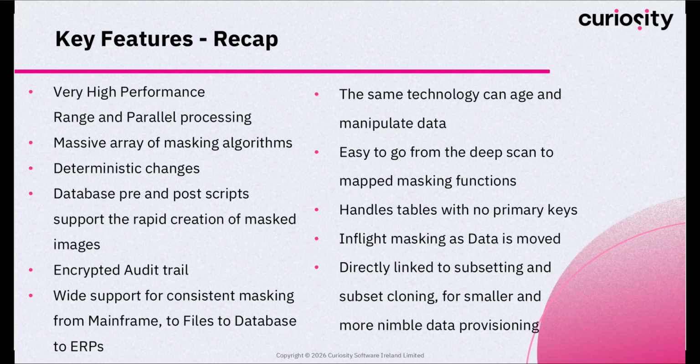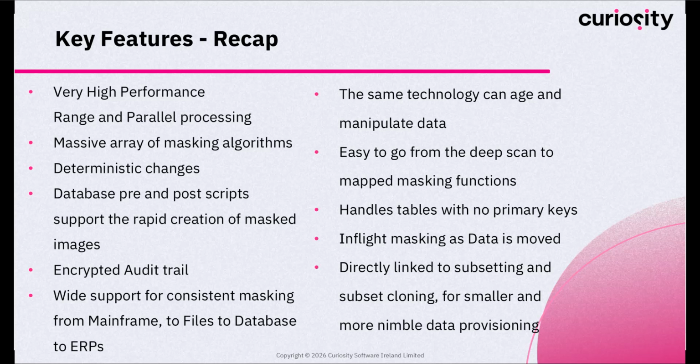So let's talk about the key features of what we have within the Curiosity software. We have very high performance masking routines which can process data in parallel and automatically partition masking for very large tables. We have a massive array of masking algorithms which can be extended using custom functions. Crucially, our masking can be done in a deterministic way, meaning that it can be used for federated masking across your entire data landscape. We have encrypted audit trails to show what masking has happened. We offer wide support for consistent masking from mainframe to file to databases to ERPs.